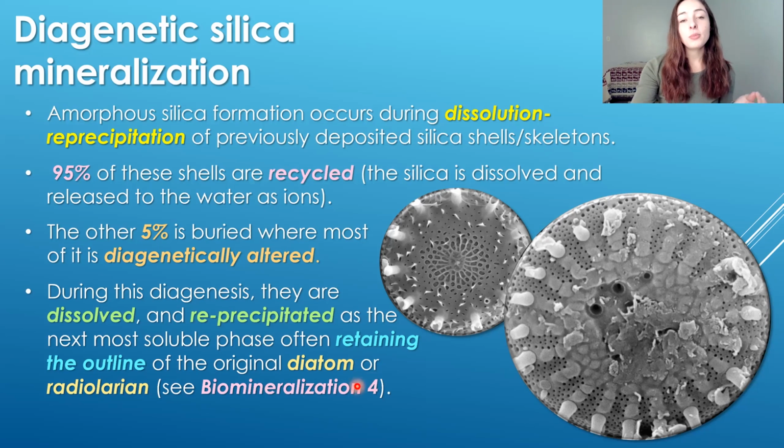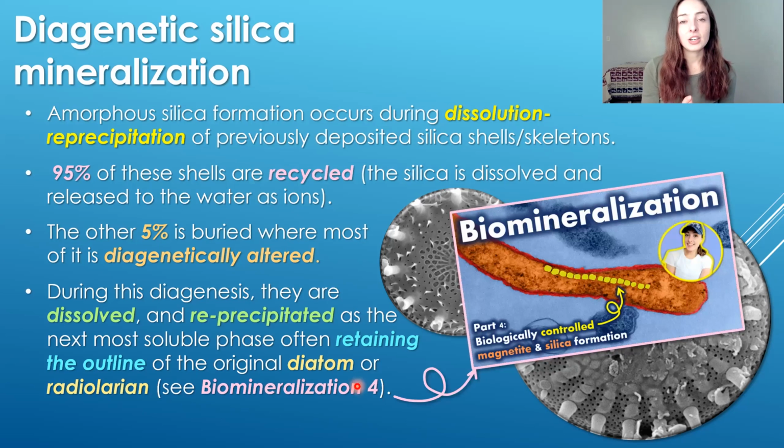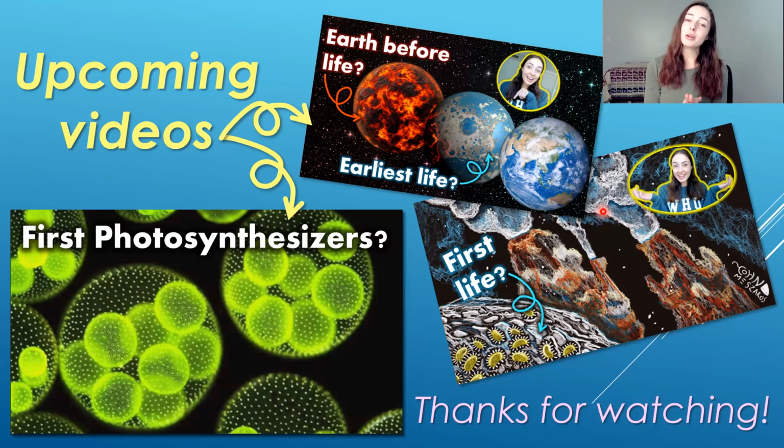And if you want to know more about radiolarians and diatoms and what they are and why they have silica shells and how they form their silica shells via biomineralization, you can see my biomineralization part 4 video all about both magnetite as well as silica biomineralization. But regarding hydrocarbon preservation, associated minerals, and microbial reactions that are involved in such preservation, that is all I have for you guys for this topic, and I hope you guys enjoyed.